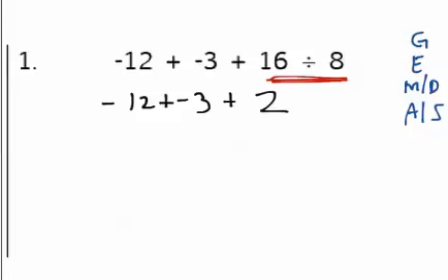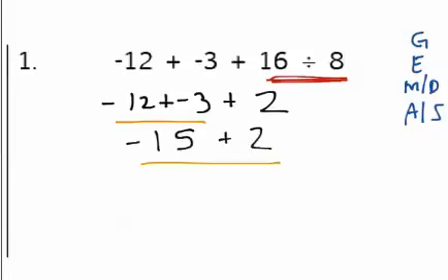Okay, now I only have addition left, and then I have some negatives as well, but I need to go from left to right. So negative 12 plus negative 3 would be negative 15. Then bring my plus 2 down. So now I'm left with one step. Negative 15 plus 2 is negative 13, and that's my final answer.